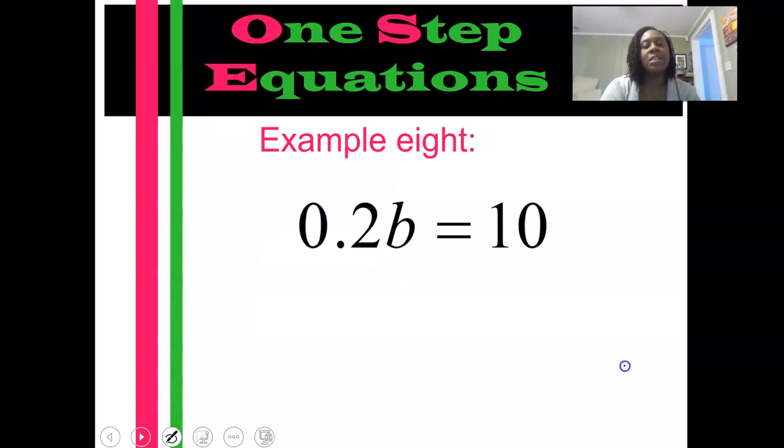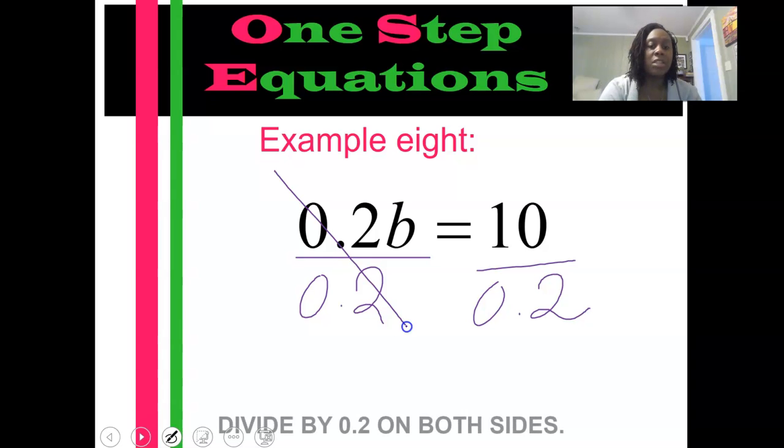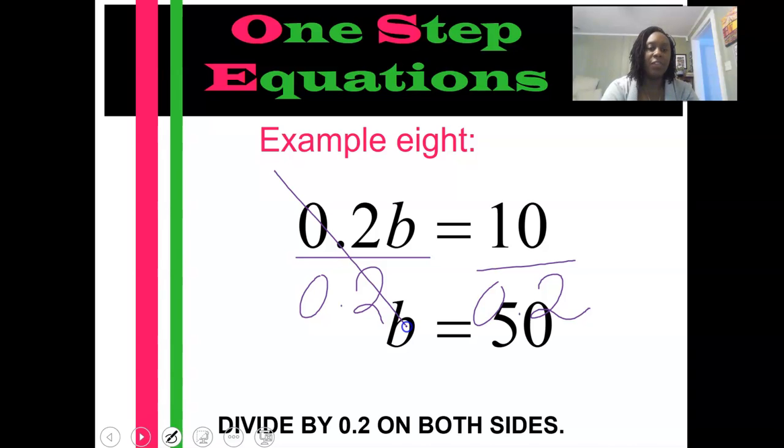Alright, here we have a decimal. It doesn't change the rule. We're still going to divide by the coefficient. Remember, coefficient is the number in front of the variable. So we're going to divide both sides by 0.2. So we have b equals 10 over 0.2. We're going to put that directly into our calculators, and then we find out that b equals 50.